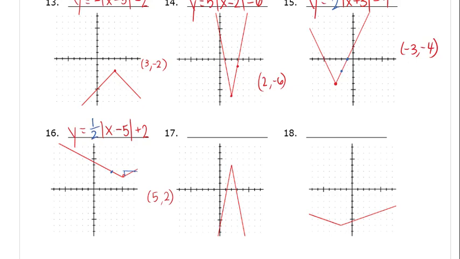Number 17, the new vertex is 2, 4. So start with y equals. Moving it right 2 is because we said minus 2. Moving it up 4 is because it's a plus 4 at the end. New slope. Where's a good point? Right there is a good point. And it goes down 5 and 1 right, so we need to throw a negative 5 out front.